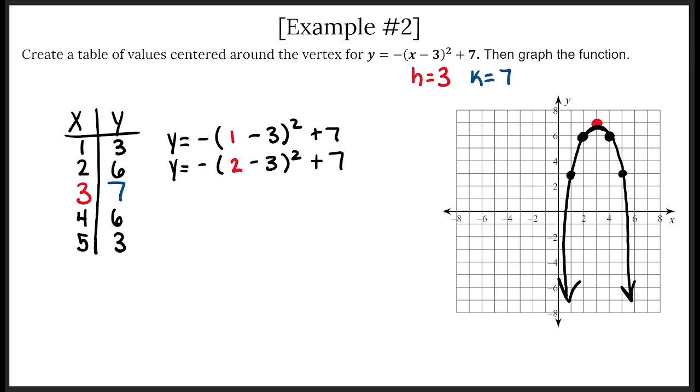So find your HK, put it in the middle of your table, pick numbers around your H number, and plug in 2 of those numbers, copy them, make your table. Rinse, repeat.